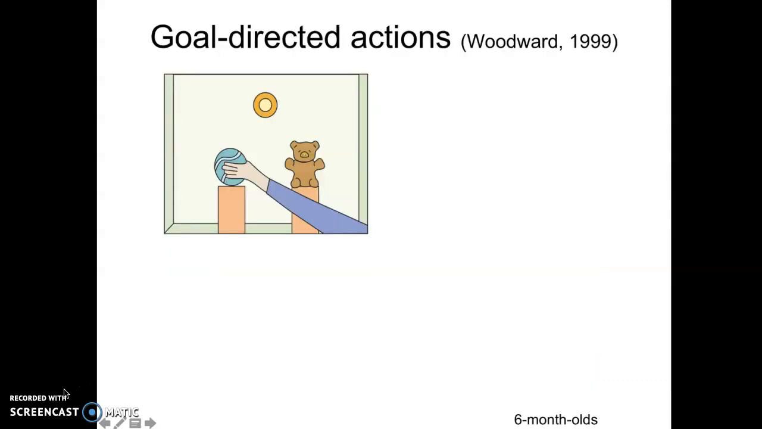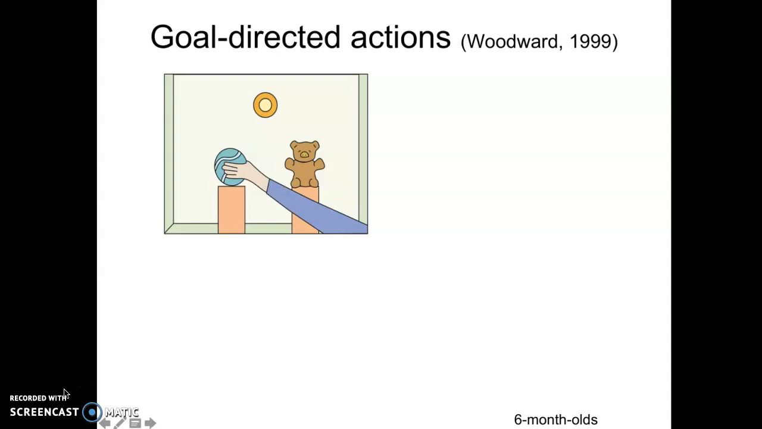Okay, so what is it that 6-month-olds can really think about goals? Here's another study that gives us a little bit of insight from Amanda Woodward. In this study, children would see a live action display where they didn't see the actor, but they would see an actor's hand. There would be 2 objects that the actor could reach for. In this case, what you can see is a ball and a bear.